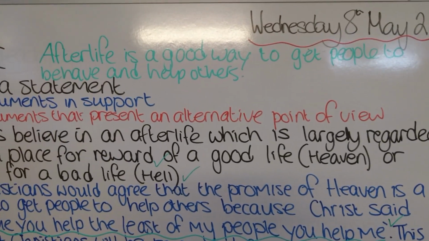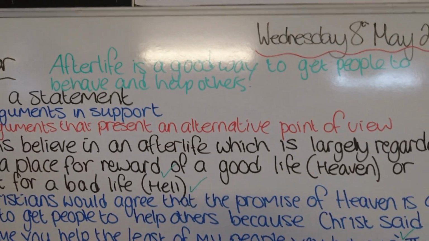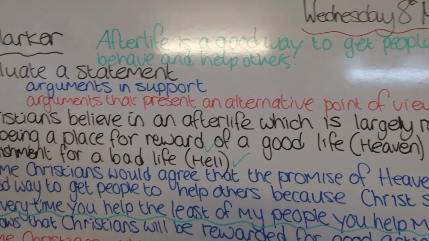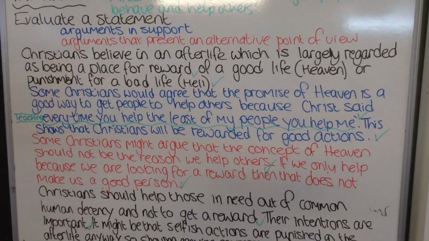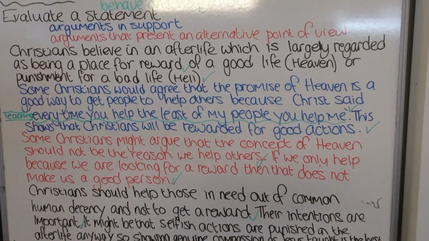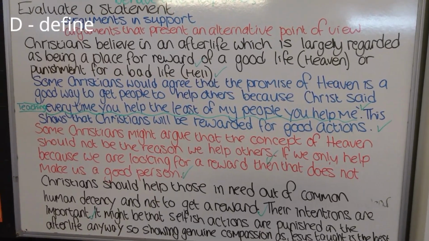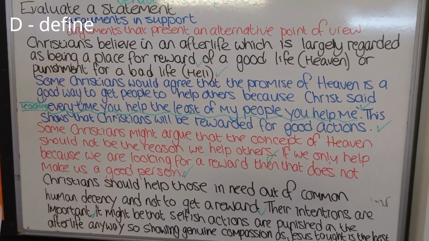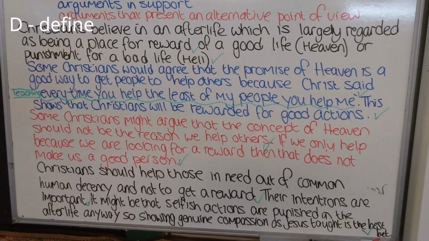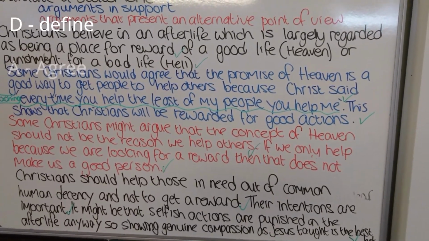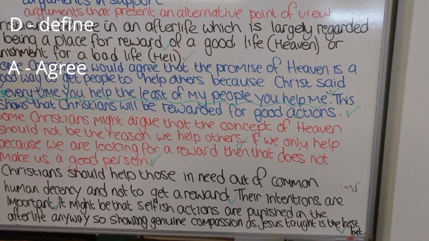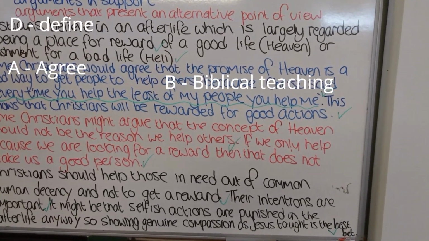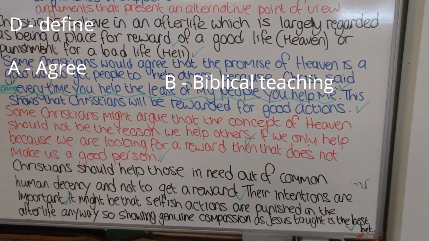So here's an example question we did today. Afterlife is a good way to get people to behave and help others, and of course you've got to evaluate the statement. So in blue I put arguments in support, and in red those that present an alternative point of view. So we've put Christians believe in an afterlife which is largely regarded as being a place for reward of a good life, heaven, or punishment for a bad life, hell. Some Christians would agree that the promise of heaven is a good way to get people to help others, because Christ said, every time you help the least of my people, you help me. This shows that Christians will be rewarded for good actions.